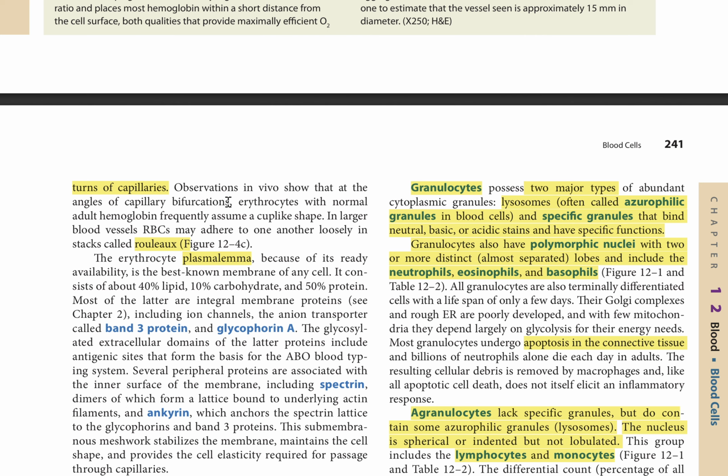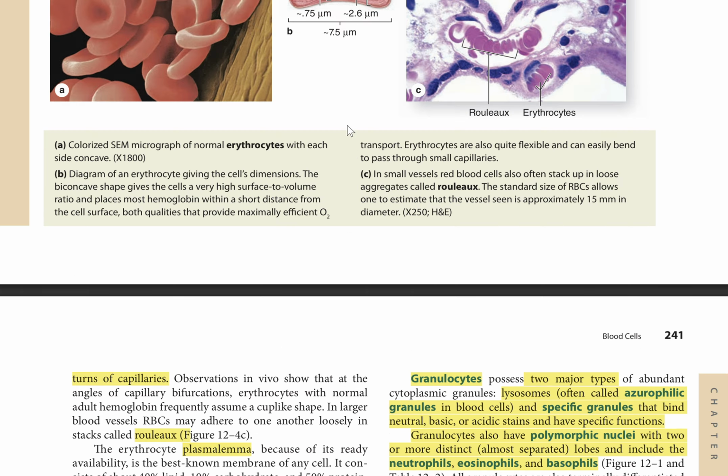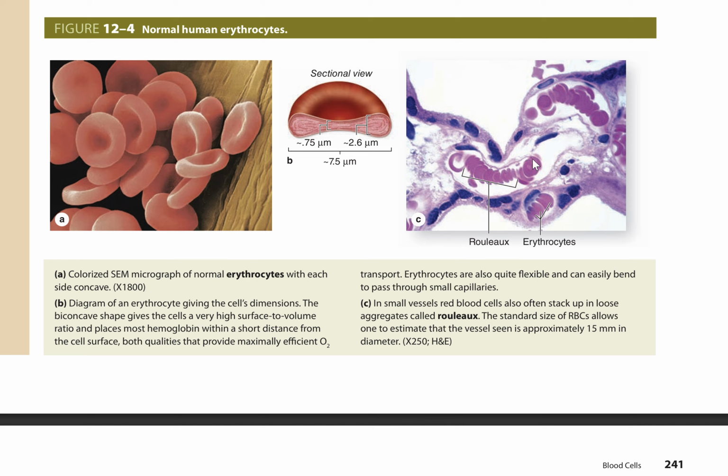Erythrocytes with the normal adult hemoglobin frequently assume a cup-like shape. In large blood vessels, RBCs may adhere to one another loosely in stacks called rouleaux. What is rouleaux? Basically, rouleaux are red blood cells in a line, like 1, 2, 3, 4, like in this picture. It shows that when there is a little bit of a bend, the RBCs get in line to go through that area.